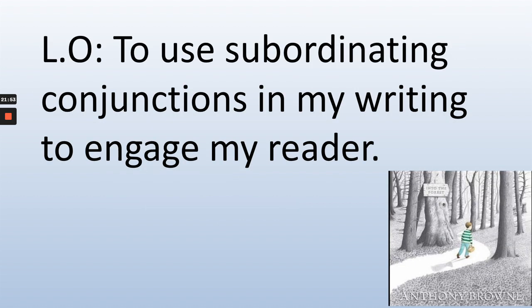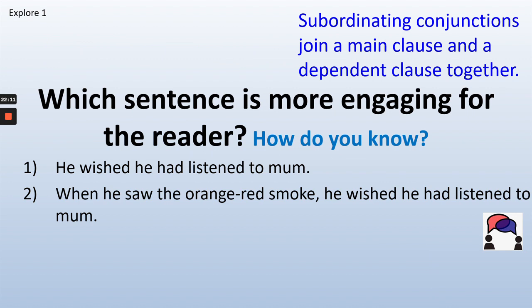Okay, so let's remember today, my turn, I'm learning to use subordinating conjunctions in my writing to engage my reader. Your turn. Fantastic. So then, which sentence is more engaging for the reader? 1, he wished he had listened to Mum. Or 2, when he saw the orange-red smoke, he wished he had listened to Mum. Write down your answer in front of you, press pause while you do that, and press play when you're ready to check your answer.